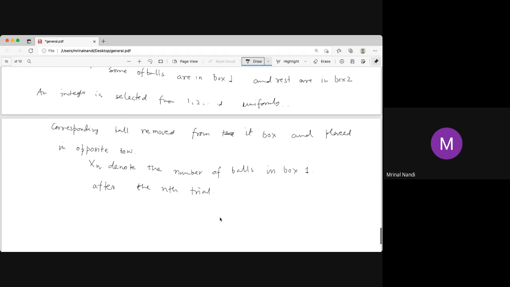Now, what is the state space? Obviously, the state space will be 0, 1, up to d. It can't be less than 0. The number of balls must be greater than or equal to 0, and it cannot be greater than d because only d balls are there.